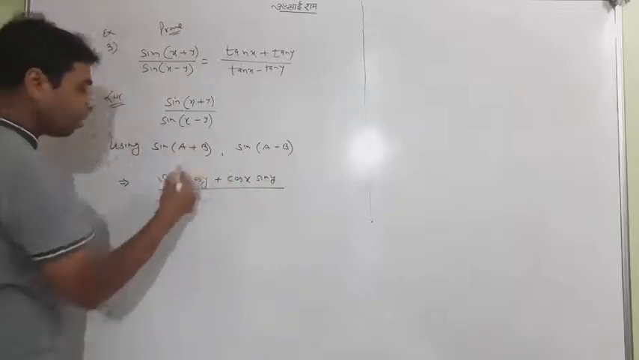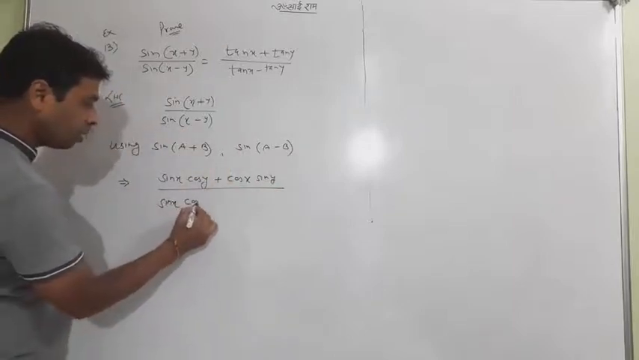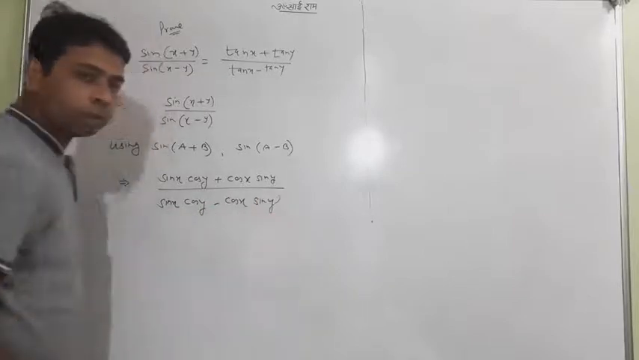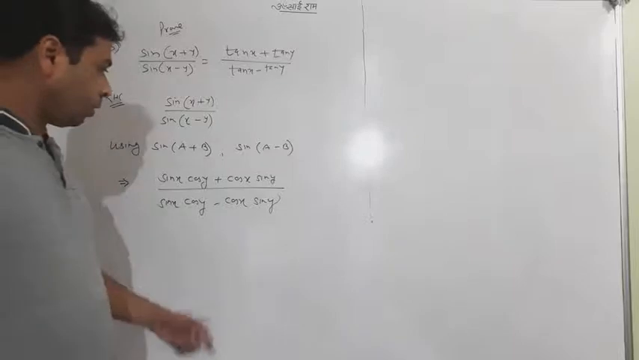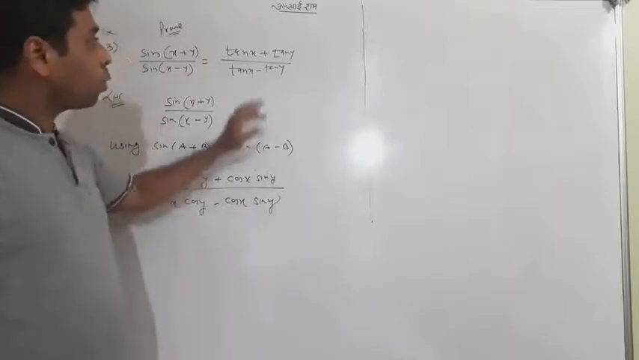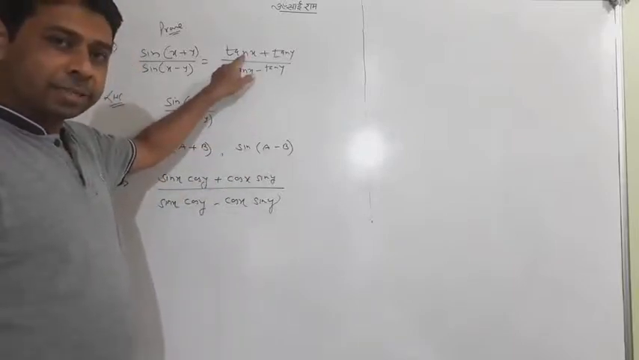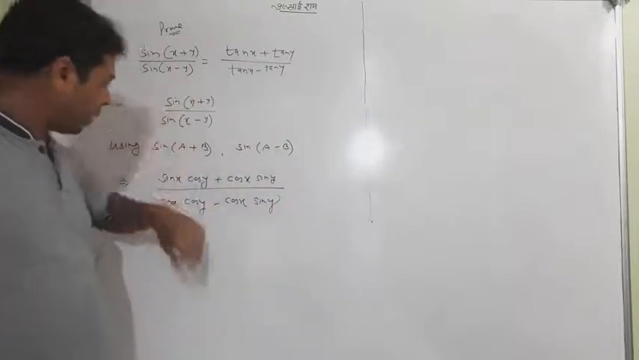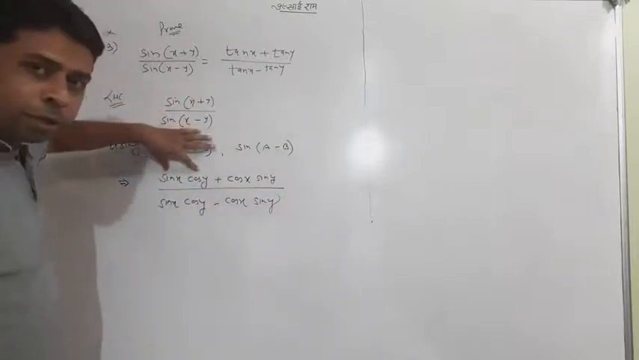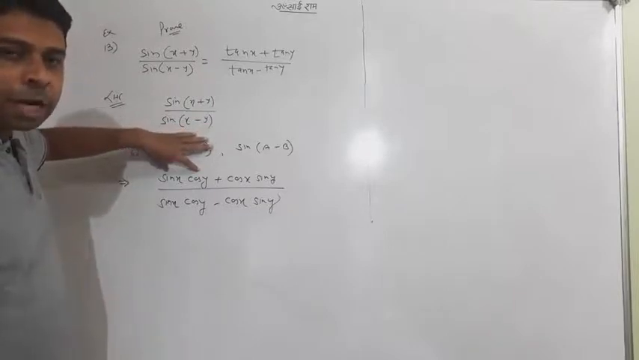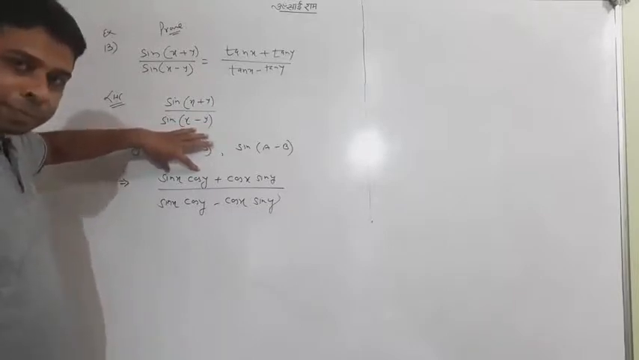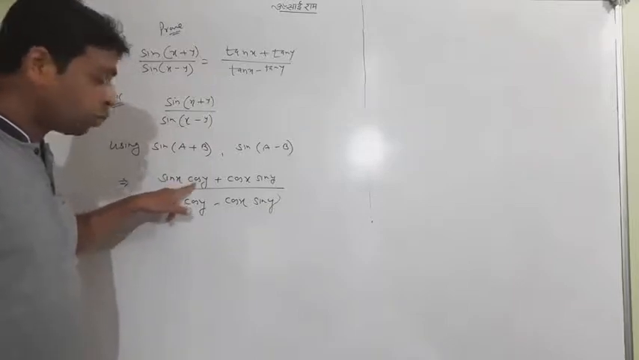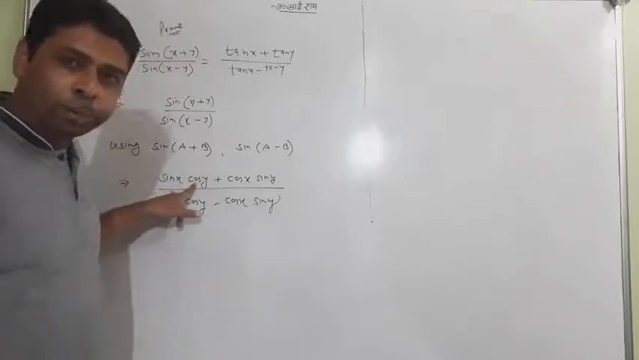And what about sin(a minus b)? Sin a cos b minus cos a sin b. This is simple. Now what do I need here? I need tan x. We have two terms, sin x cos y. How can you get tan x here? You have to divide sin x by cos x, and to remove cos y, you have to divide by cos y.